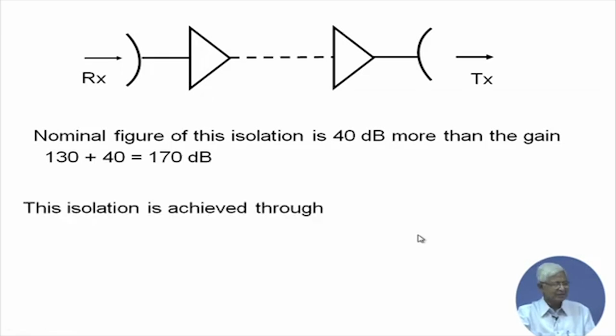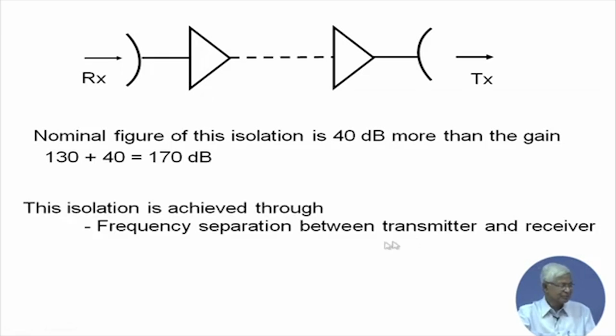So, various techniques are used. This isolation is achieved through the frequency separation between the transmitter and receiver. Whatever frequency we are transmitting, and whatever frequency we are receiving, they are separated out. That means it is not only an amplifier, we have to convert the frequency to another frequency.